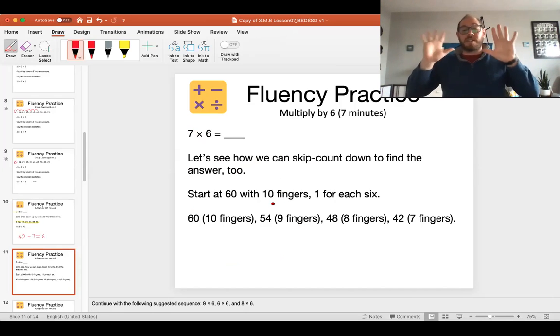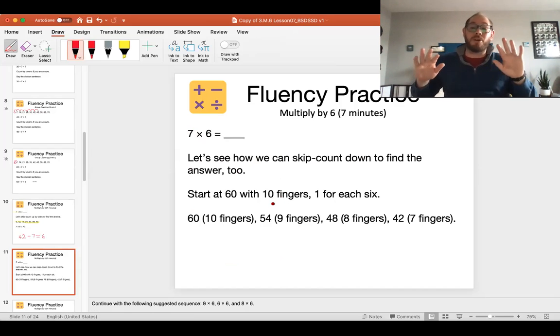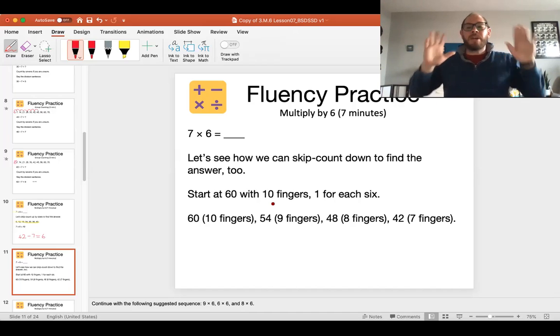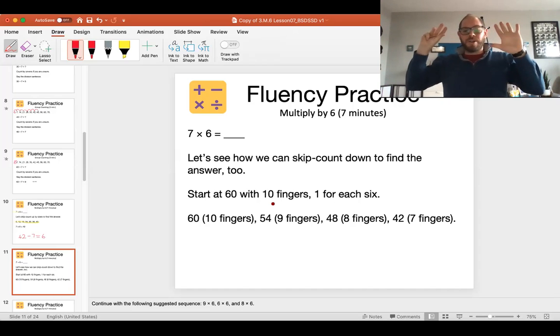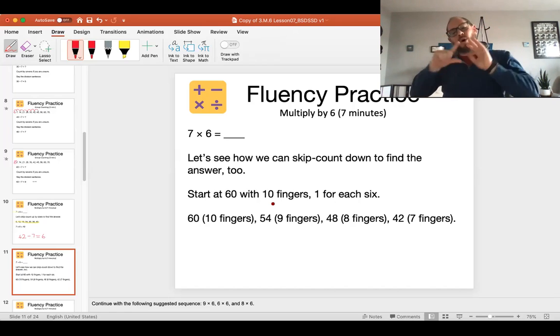So we've got our 60 and we're going to count down until we reach 42 because we know 7 groups, 7 fingers of 6 is 42. So let's get ready. 60, 54, 48, 42. And I've still got my 1, 2, 3, 4, 5, 6, 7 fingers left. So 7 times 6 is 42. And we counted backwards to find that one.